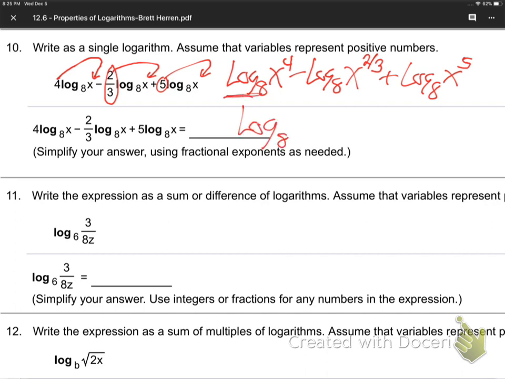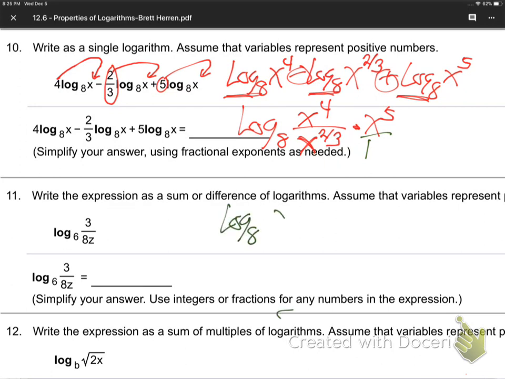Now combine them all into 1 log. They're all log base 8. See how all the bases are the same? So it's x to the 4th over x to the 2/3, right? Because that subtraction becomes divide, plus times x to the 5th. Okay, now we have some trickery to do. This is over 1, so it goes to the top. So we have log base 8 of x to the 4th times x to the 5th over x to the 2/3. What do we do with that?